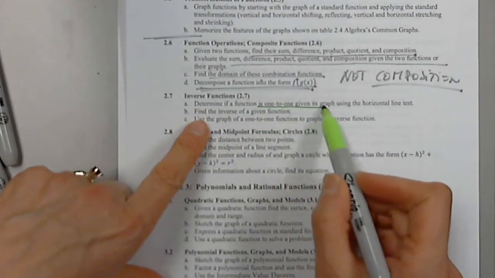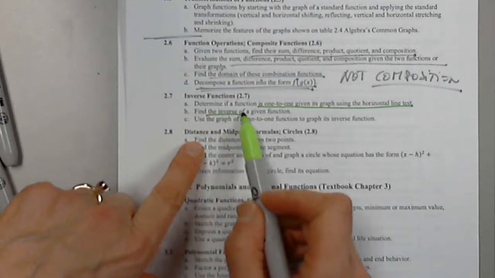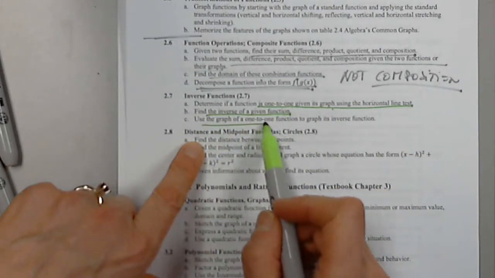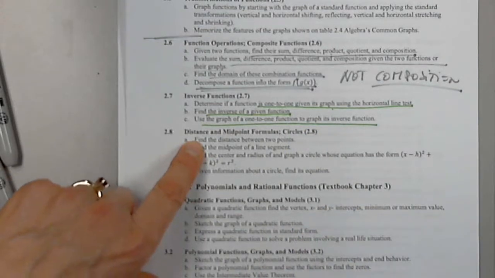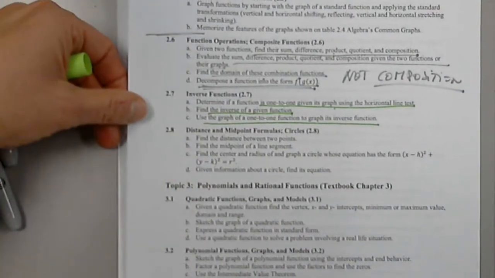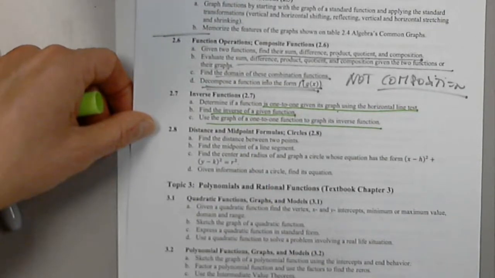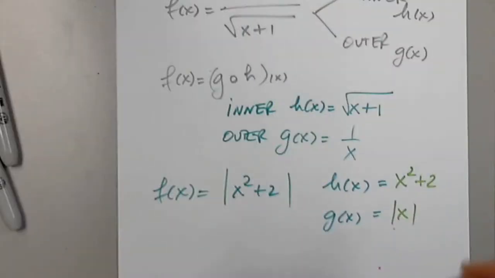Okay. Determine if a function is one-to-one. Find the inverse of a function using the graph. And find the inverse of the function and use the graph of a one-to-one function to graph its inverse. Should you look at how to find the inverse of a function? The 4-step procedure? Okay, very good.